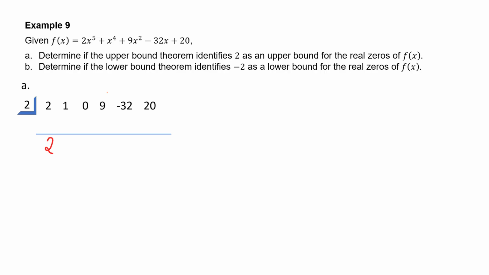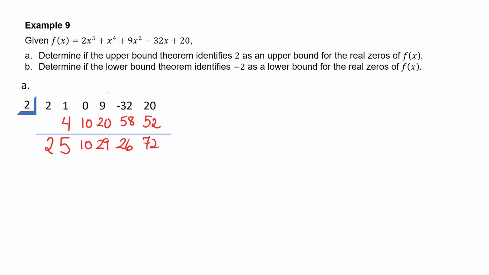Bring down the 2, multiply. 2 times 2 is 4. Add it up, 5. 5 times 2 is 10. Add it, you get 10. 10 times 2 is 20. Add it, you get 29. 29 times 2 is 58. Add it up, you get 26. 26 times 2 is 52, and you get 72.